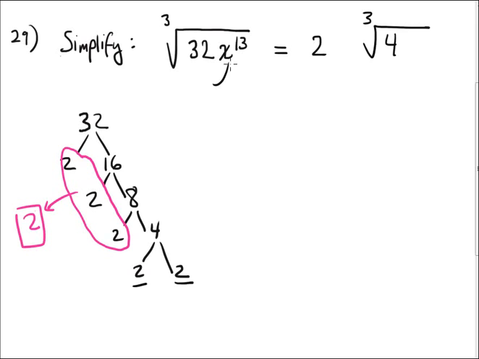Okay, now let's try to break down x to the 13. I try to find the multiple of 3 close to 13, which obviously is 12. 12 is divisible by 3, and 1 here. 12 plus 1 is 13. 12 divided by 3 is 4. This is x to the 4 power outside and 1 x staying inside. Beautiful. This is the answer.